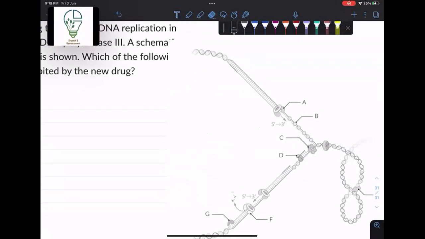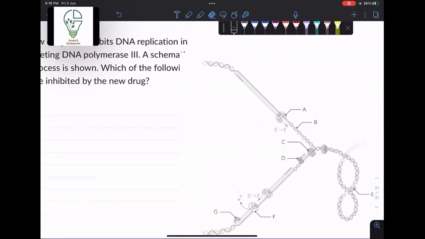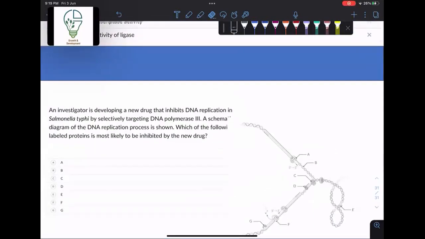Now remember, one thing I didn't mention earlier is that DNA polymerase 1 is the one found in eukaryotes, and DNA polymerase 3 is found in prokaryotes, but it has the same function. It reads, synthesizes, and excises. So which one of the following is going to be acted on by the enzyme that is inhibiting DNA polymerase 3? Where is it going to act? The options are A, B, C, D, E, F, G.